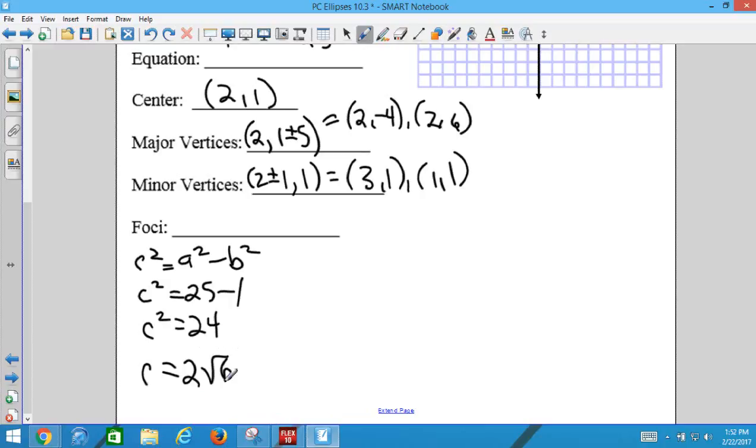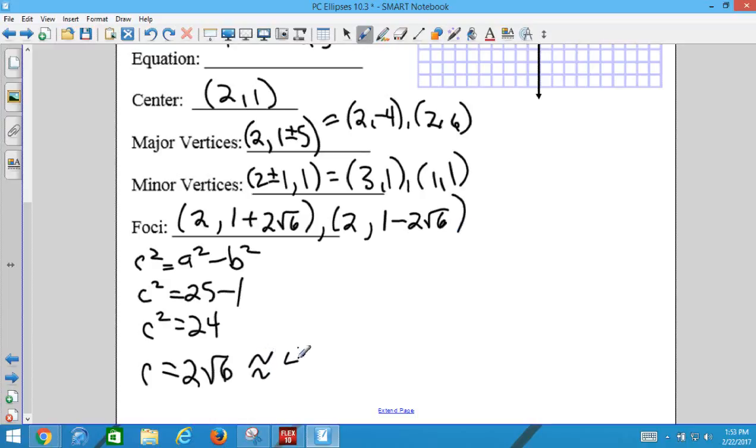When you go to put that in the foci, it is vertical, so we're changing the y value. You're going to have 2 comma 1 plus 2 radical 6, and 2 comma 1 minus 2 radical 6 for your ordered pairs. To graph it, I'm just going to approximate 2 radical 6 as 4.9.